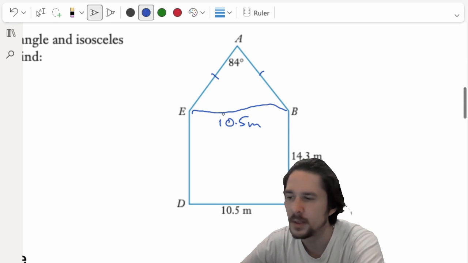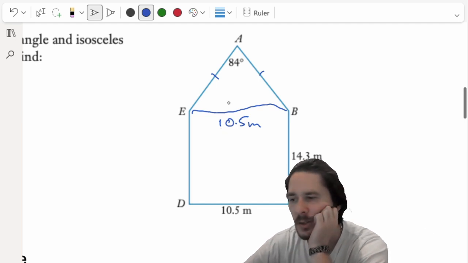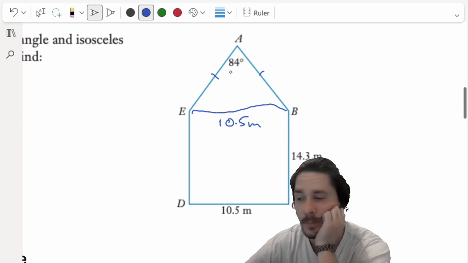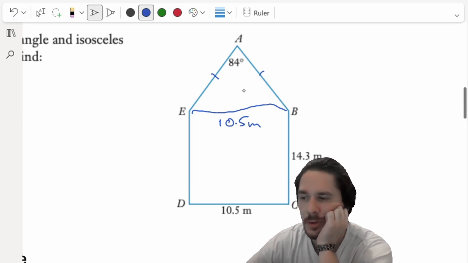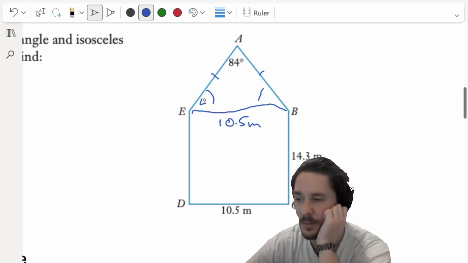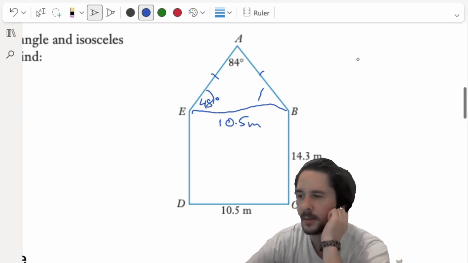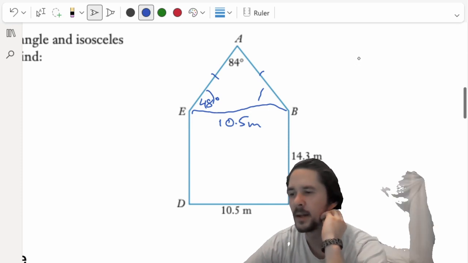So we're going to need to use some sort of trigonometry here. Let's see, what would I use? I would probably use the sine rule here. So that's 84, which means that these two together are going to add up to 96, right? Angle sum of a triangle. So each of them is going to be 48 degrees. So that means that, oh, hold on. Yeah, we can use the sine rule.